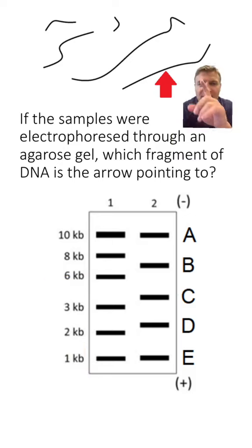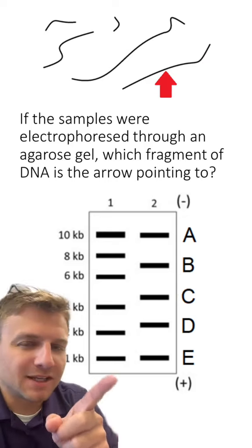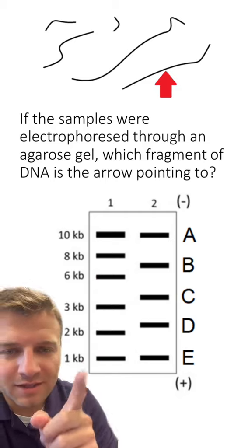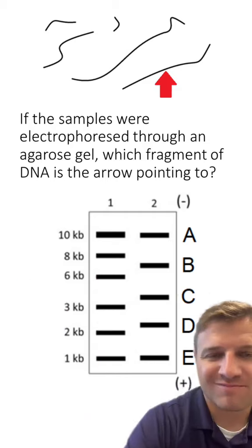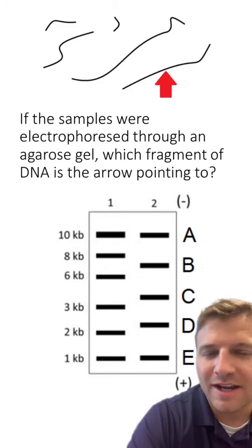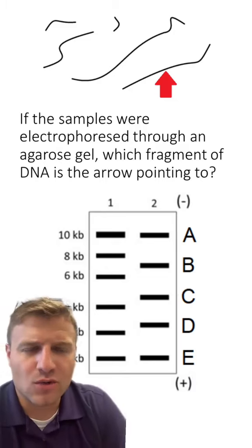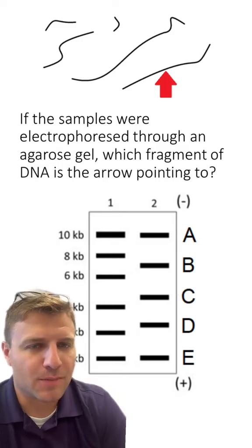So if we take a look at our DNA, we can see that the arrow is pointing to this strand. You can see our gel plate here with our ladder in lane 1 and our fragments in lane 2. Each of these fragments is labeled with a letter A through E. So which letter is corresponding to the fragment that the arrow is pointing to?